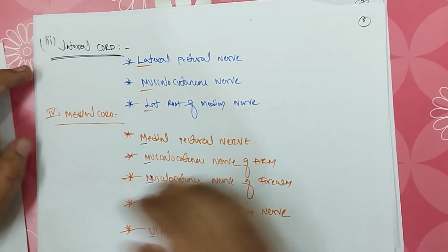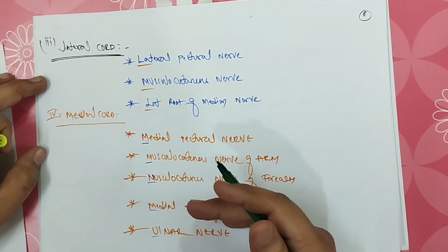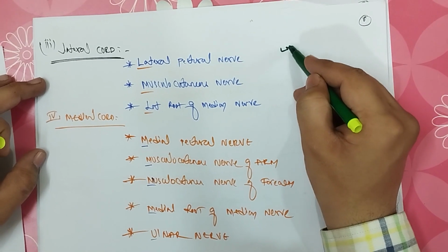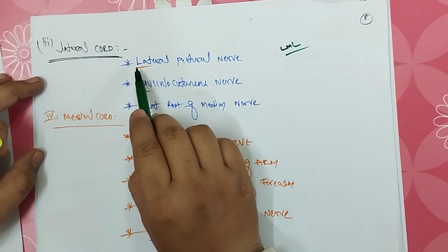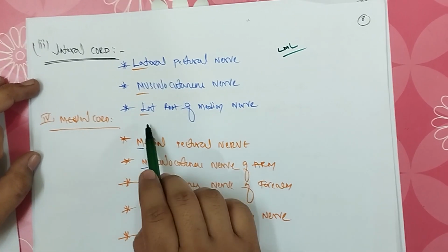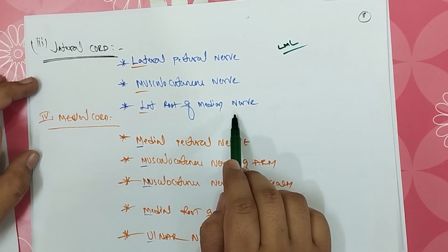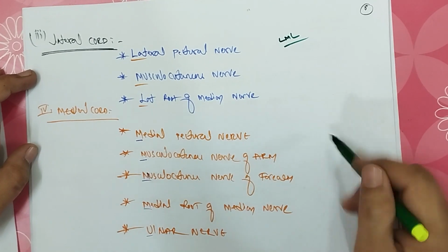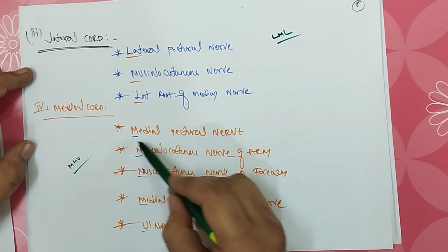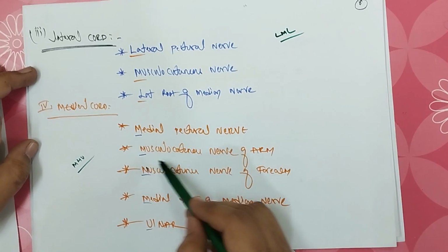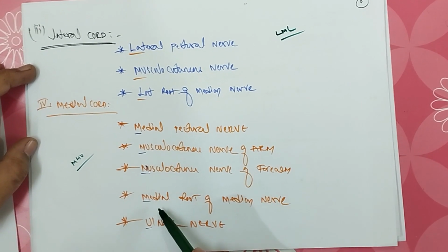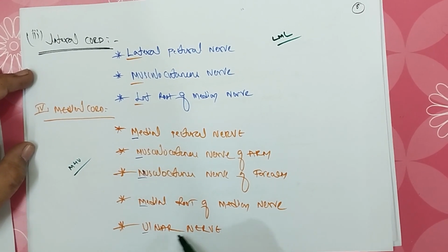Now come to the 6th page. What are the branches from the lateral cord? I have explained LML, like Vespa: lateral pectoral nerve, musculocutaneous nerve, lateral root of median nerve. Then what are the branches from the medial cord? M4U: medial pectoral nerve, medial cutaneous nerve of arm, medial cutaneous nerve of forearm, medial root of median nerve, and ulnar nerve.